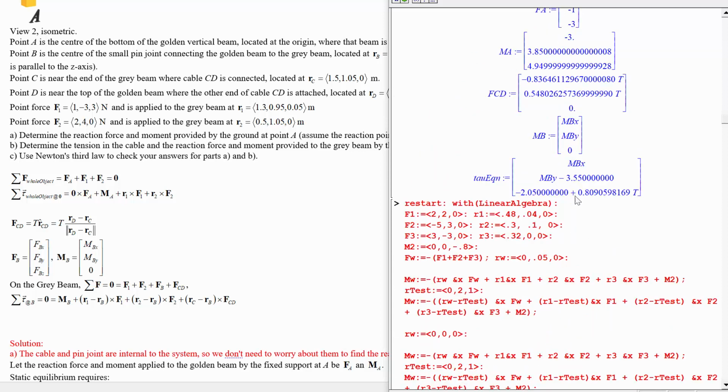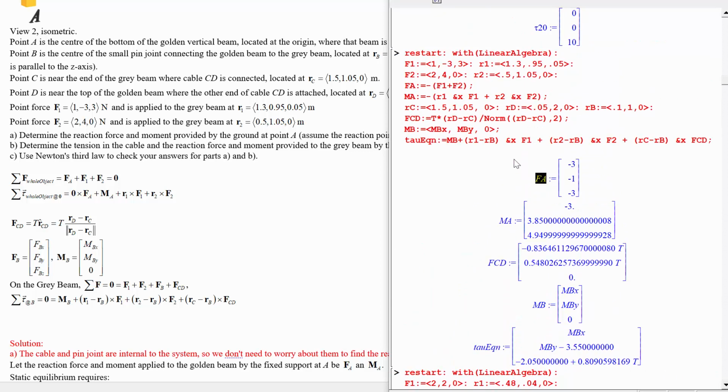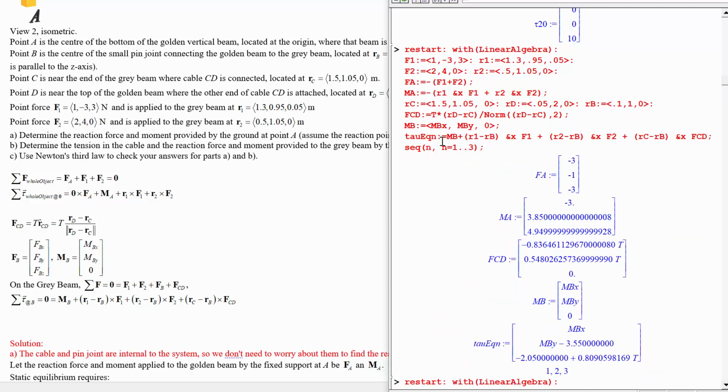Now we can combine them and get these three different equations. If this is supposed to be the 0 vector, you can see from these different parts what MBX, MBY, and the tension have to be. So let's solve that. First, how can we separate this out? We'll use the sequence function. Sequence is a useful thing. You can say n equals 1 to 3, and that'll do whatever thing you put here, in this case n, for each value of n you specified in a comma separated list.